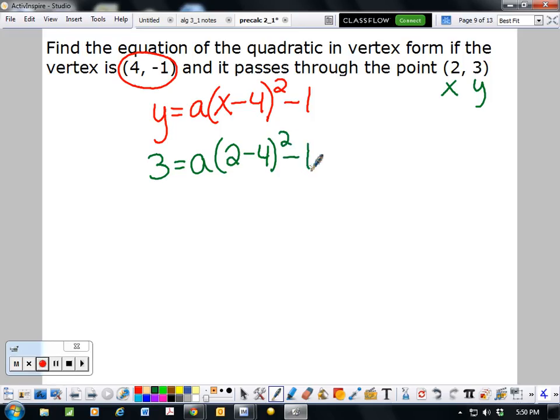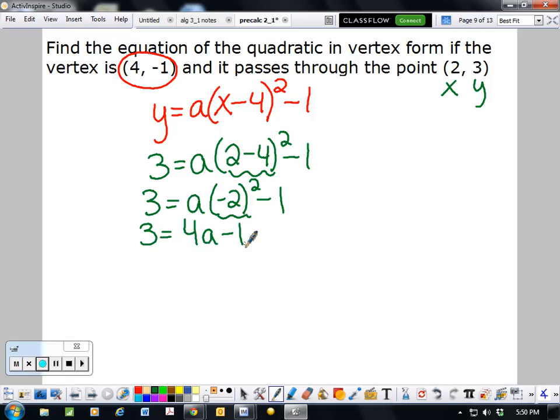So now I'm going to simplify like I did before. 2 minus 4 is really negative 2. Now I need to square this. So negative 2 times negative 2 is positive 4. So this becomes positive 4a. Now I'm just solving a simple equation. Add 1 to both sides. So 4 equals 4a. Divide by 4, and our a is really 1.